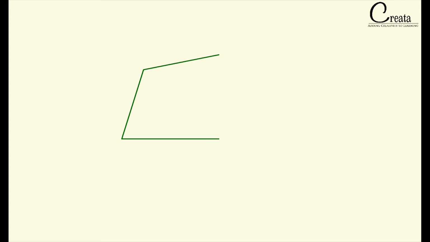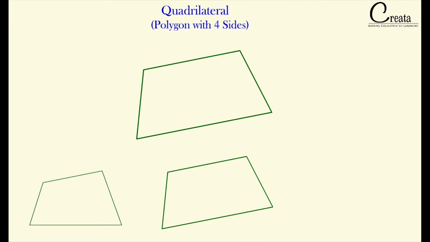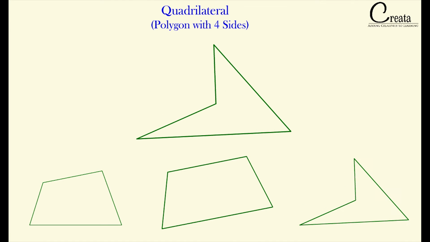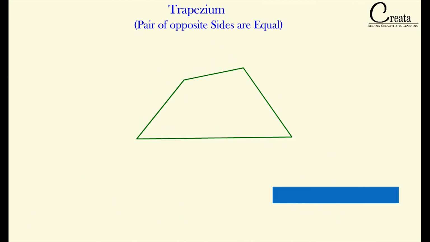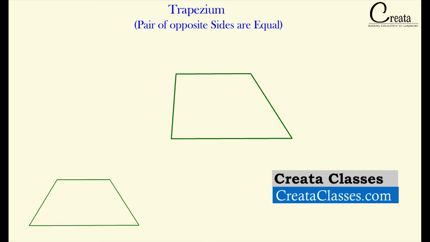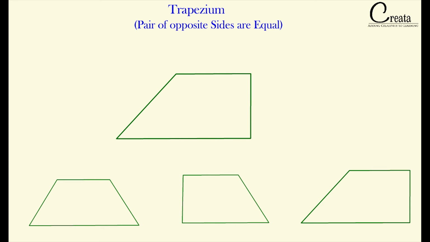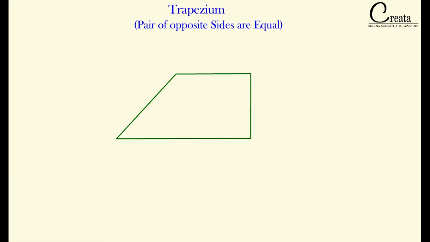We started with quadrilaterals as polygons with 4 sides. All these are quadrilaterals. Then we have seen the trapezium, a type of quadrilateral with a pair of opposite sides parallel. Only one pair of sides is parallel. Here these two sides are parallel. These are all examples of trapezium. All have a pair of opposite sides as parallel.